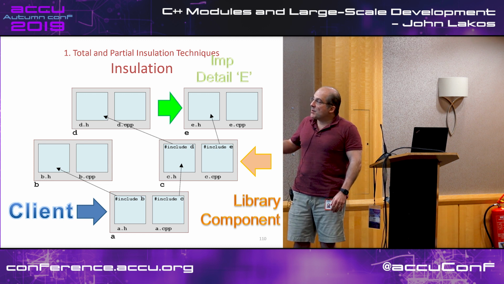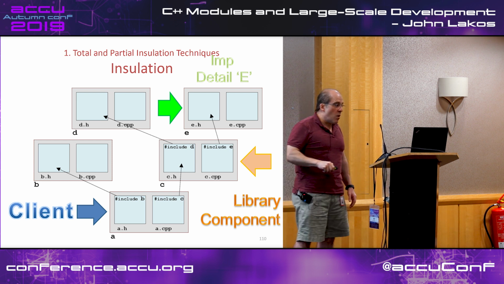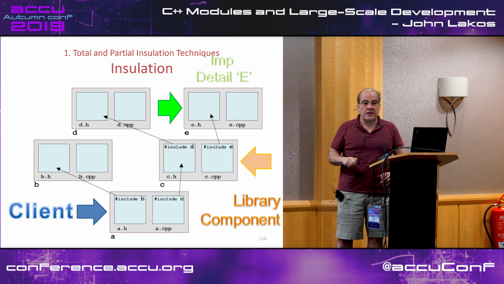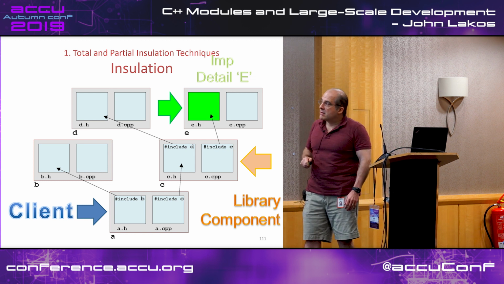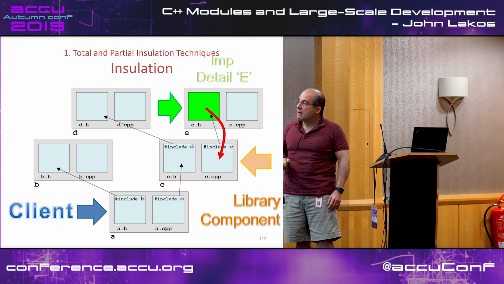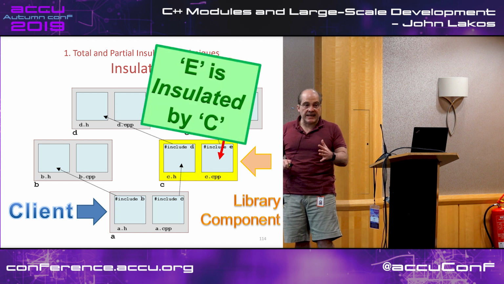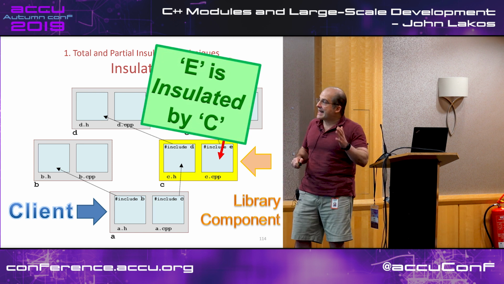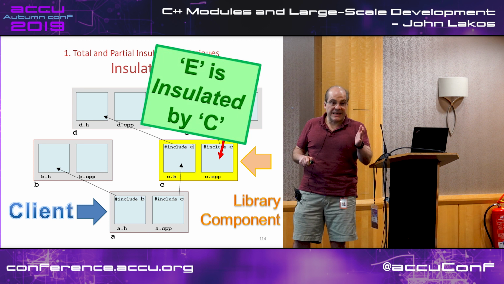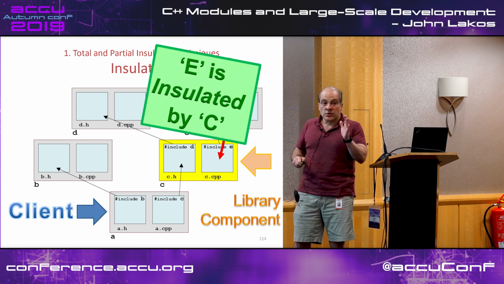Now, here's an implementation detail E. C is using E, but it's using it in a way that won't affect its clients if E changes. So here, something changes in the header file of E, but it's included in C's .cpp file. So that has to recompile, and that's it. The client doesn't have to recompile. So that's what we mean. We're saying E is insulated by C. See the difference? Okay. Stronger property.